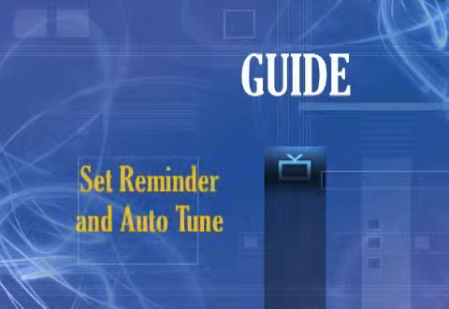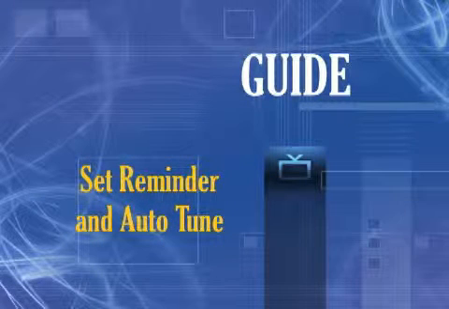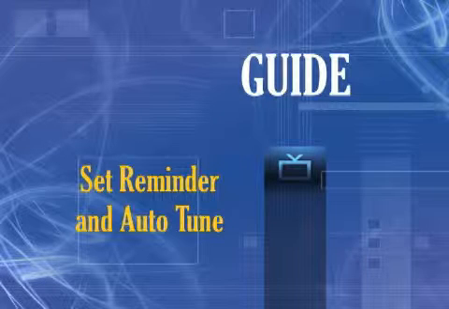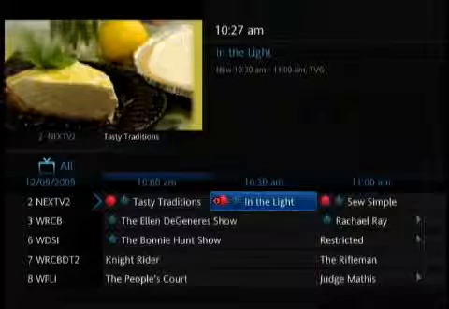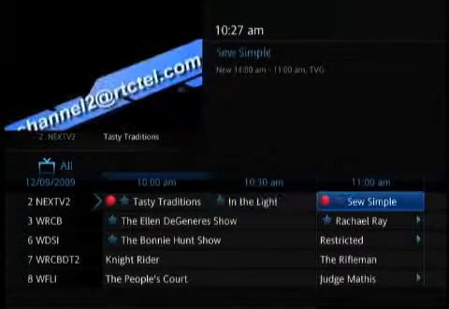Set Reminder and Auto-Tune in Guide. For a reminder of future programs, you can select Set Reminder and Auto-Tune. Reminders provide an on-screen alert your selected program is about to start. An Auto-Tune automatically changes the channel when the selected program is about to start. The 4 steps for setting both these reminders.